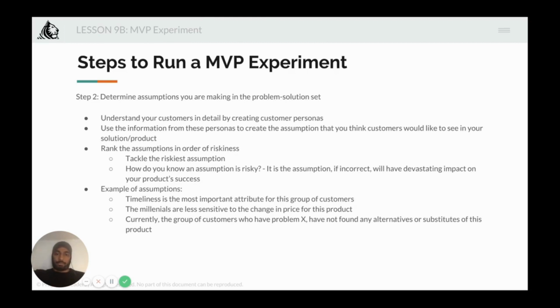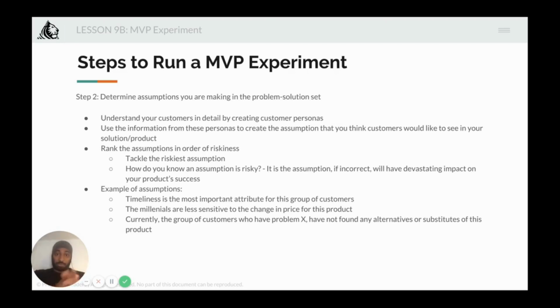The second step in the process of MVP experiment is to determine the assumptions you're making in the problem solution set, right? So now once you know what the problem is and you have brainstormed solutions, you have unknowingly made many assumptions. It is very important at this stage to understand your target audience. This can be done by using user personas. It is very important to understand your customers. Only if you understand your customers, will your assumptions be accurate. However, it is not always possible to be that accurate.